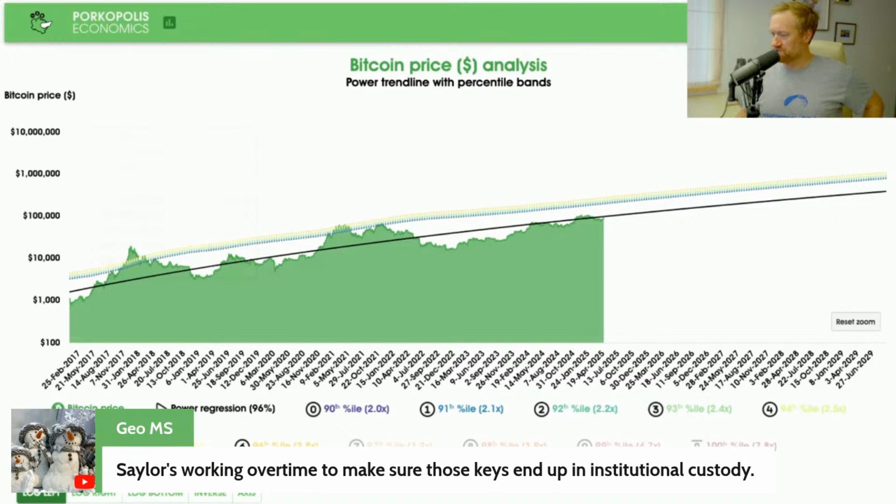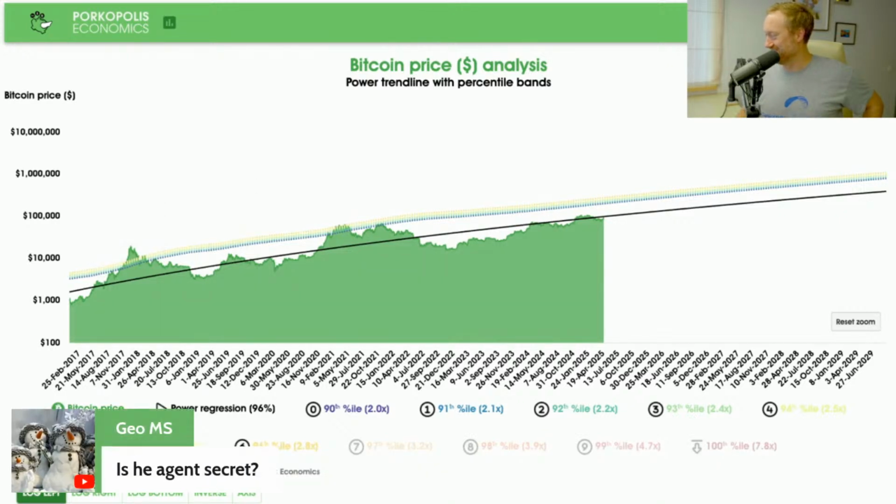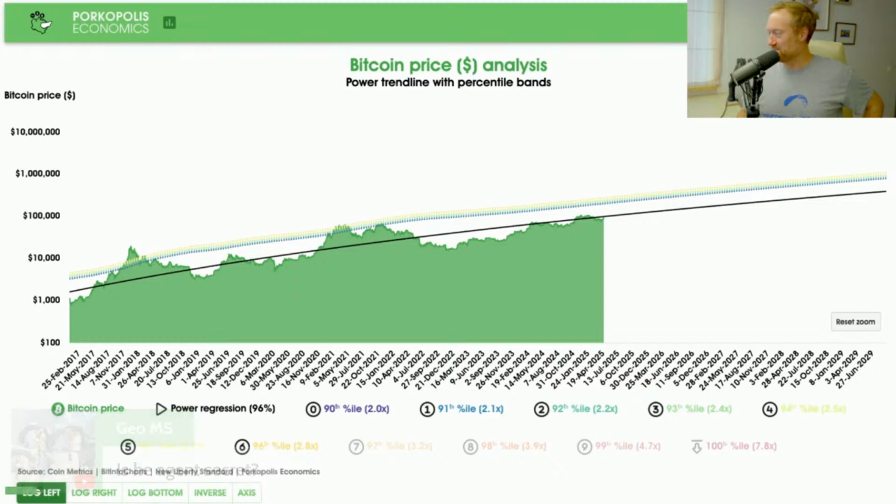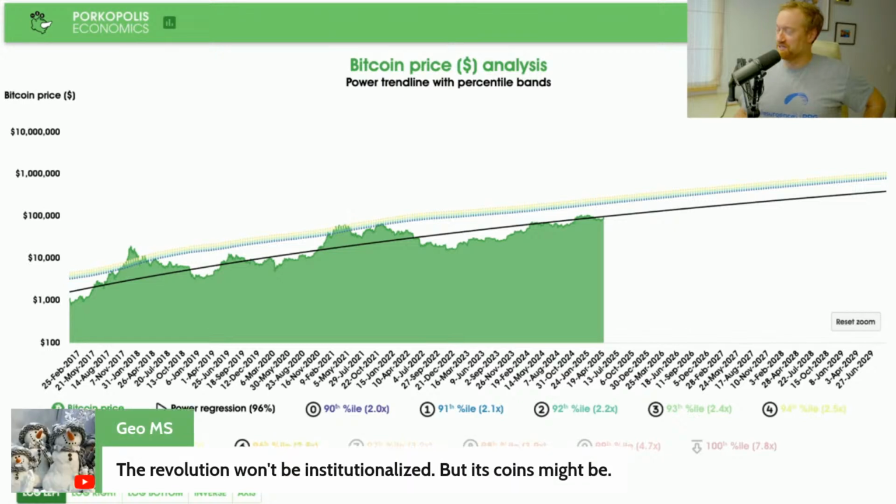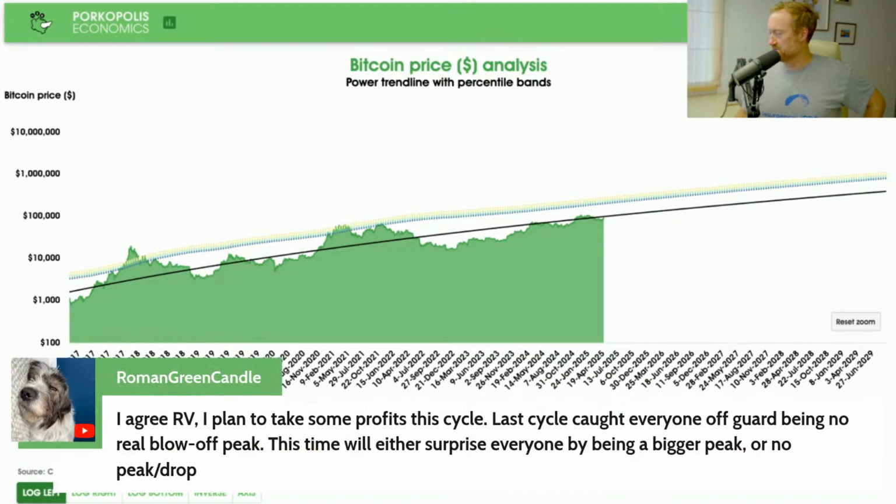Sorry, we're still on Saylor. Saylor's working overtime to make sure those keys end up in institutional custody. Is he agent secret? I mean, there's been plenty of conspiracy theories, obviously, about there. And I don't think so, but I think he's clearly an institutionalized guy. And at some point, it probably will get politicized, his Bitcoin. Good quote: Revolution won't be institutionalized, but its coins might be.